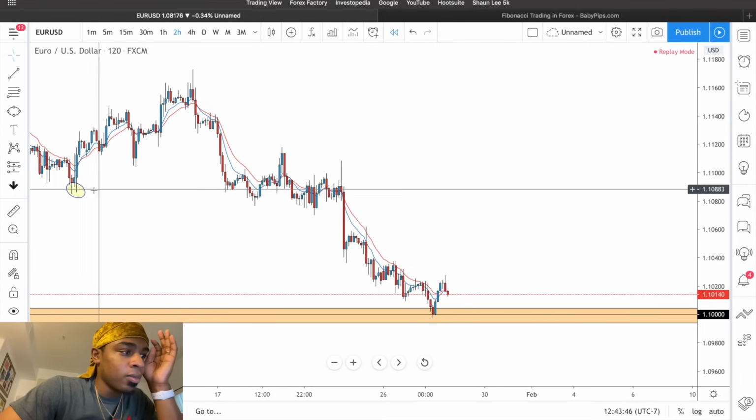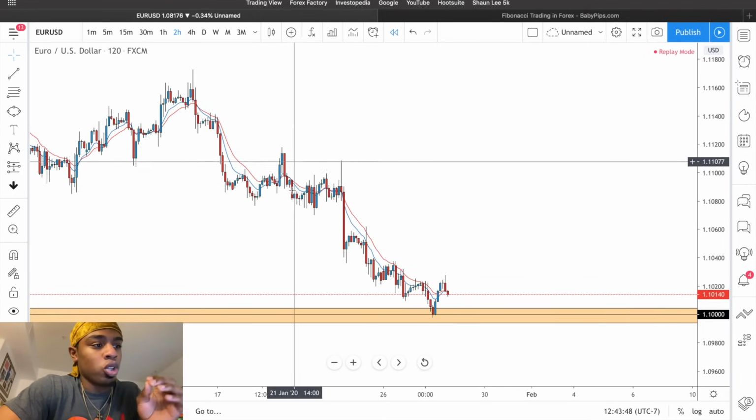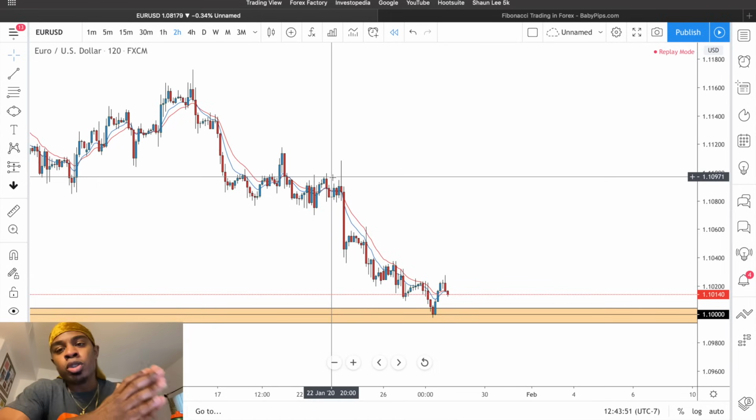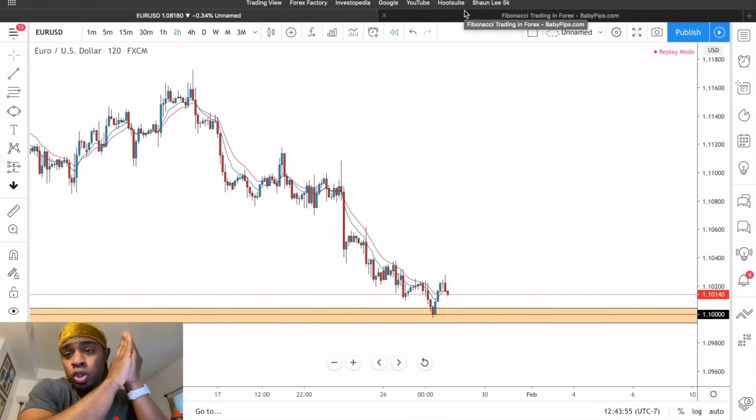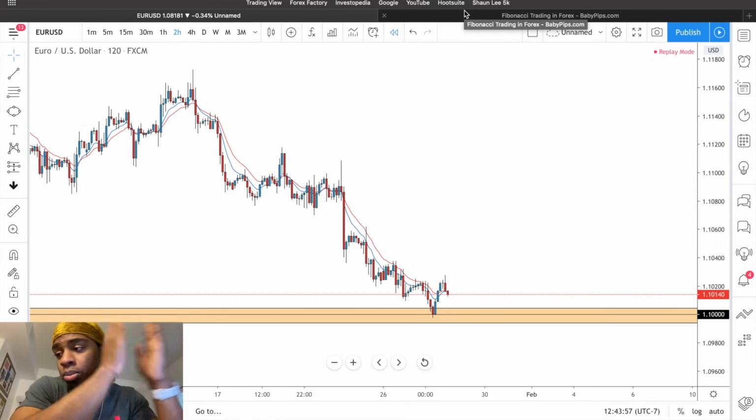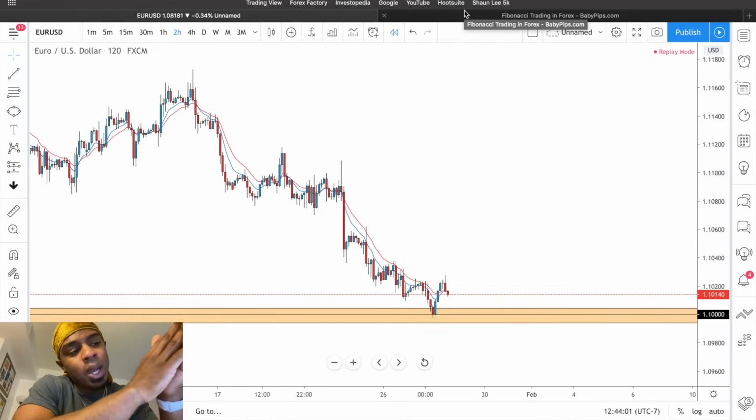Because you could have easily seen this, doing all this consolidation, and thought, you know what, I'm just gonna take my money and get out, and then you miss the entire drop. Once you're in a trade, relax, go do what you want to do, work out, be with your girl, be with your man. Don't focus too much on the actual trade, just let it play out. Have your stop loss in place, have your take profit in place, and let it play out.